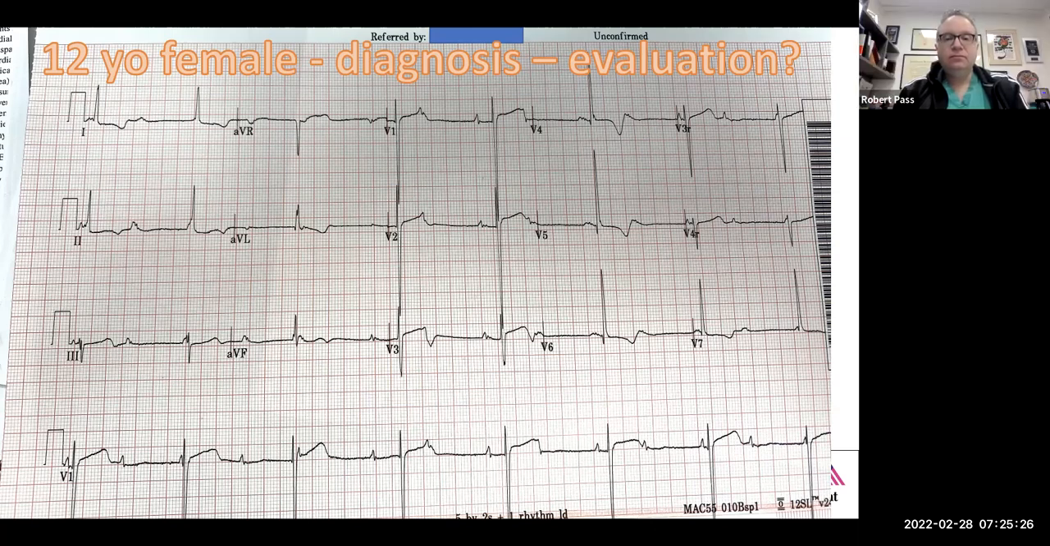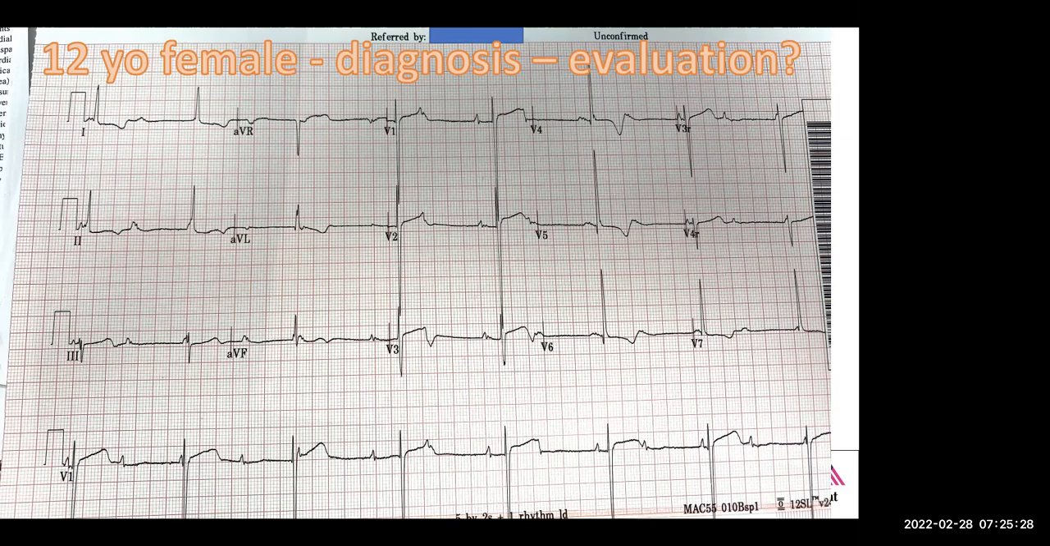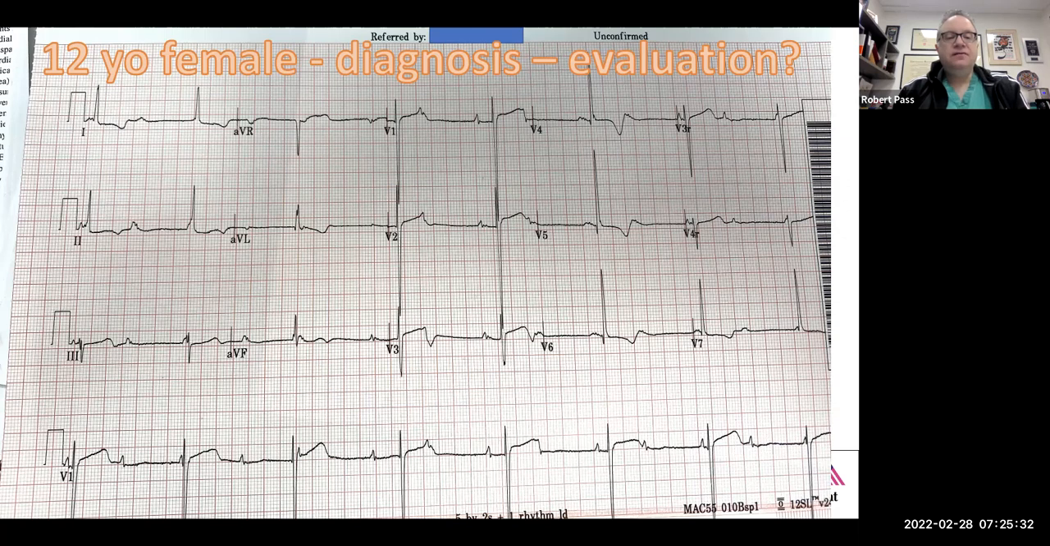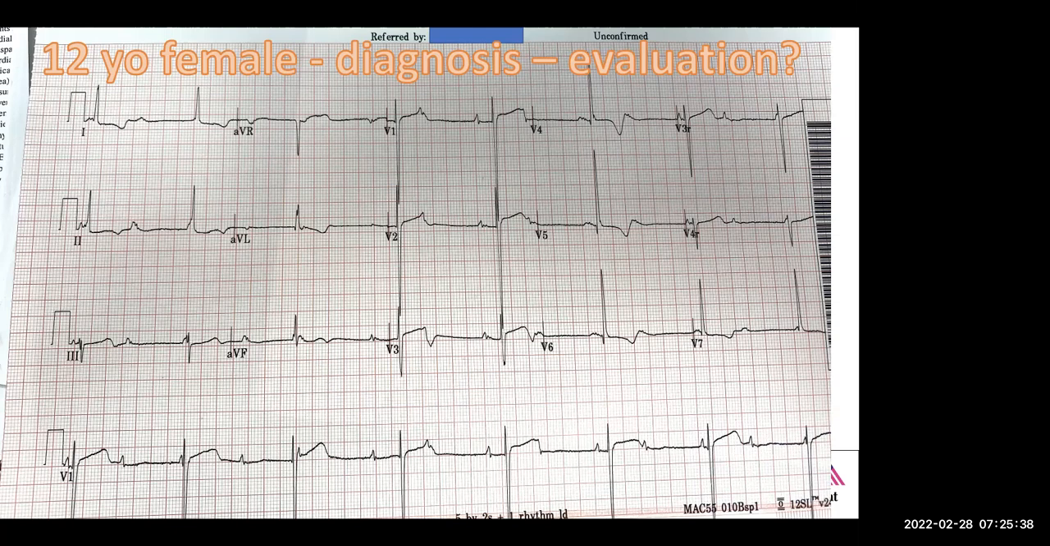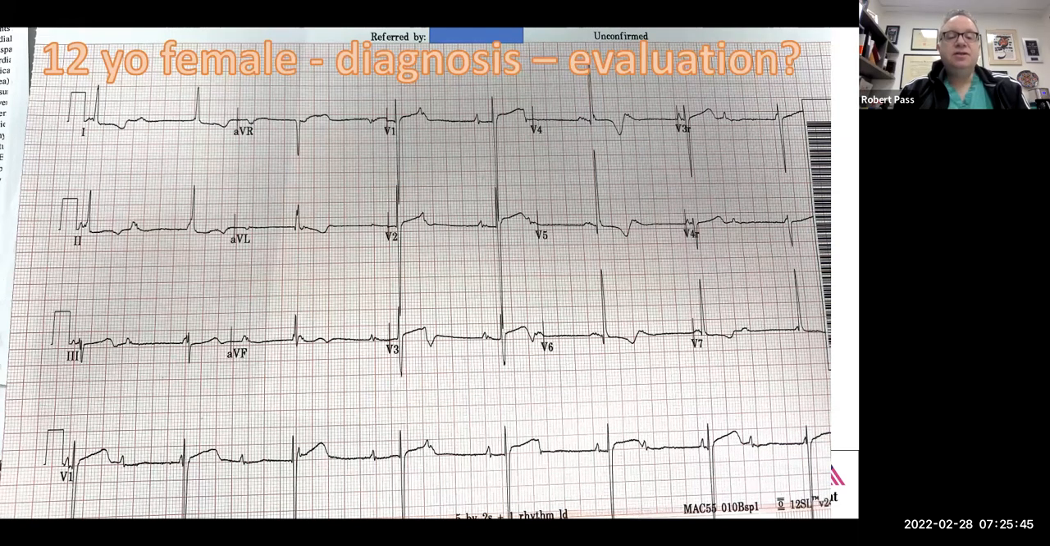And then what was the evaluation for the 12-year-old female? She came in with a history of syncope when she was having her blood drawn. Yes, because the RR doesn't look like it's changing, I would say it's probably complete heart block. I would agree with that statement.